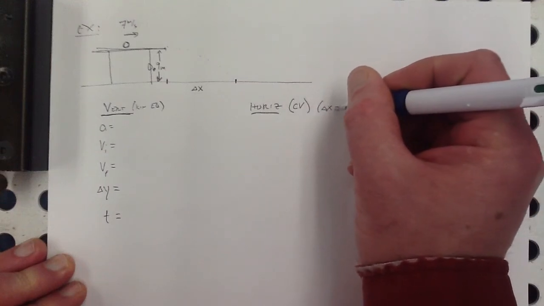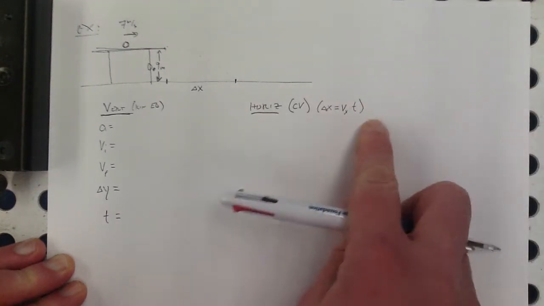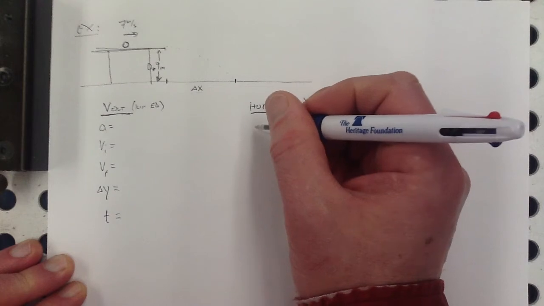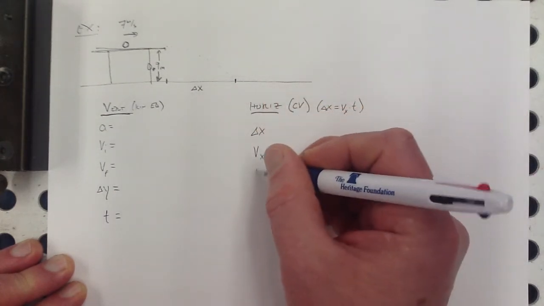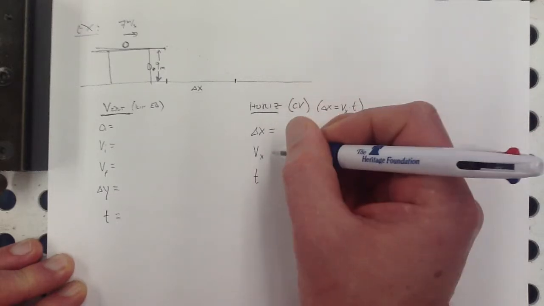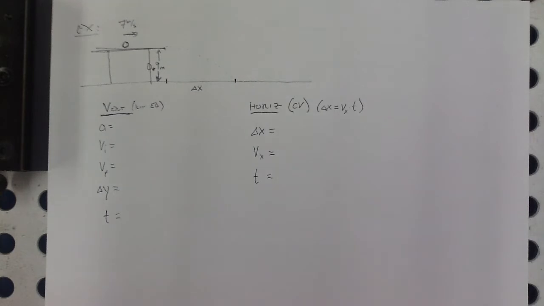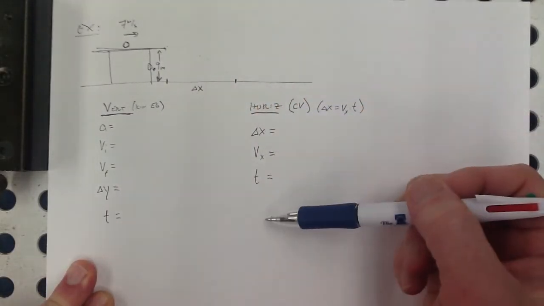Delta x is equal to Vx times t. So those are the things that need to be in my list. I need my delta x, my Vx, and my t. I'll tell you right now, one of the big mistakes that I see first-year physics students, such as yourselves, making is they want to list all 5 of these things in both columns.